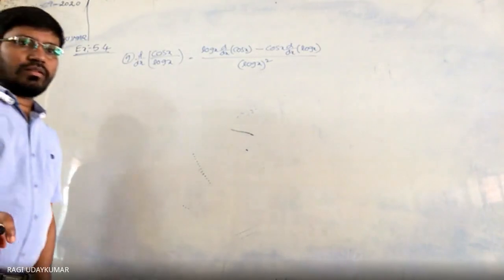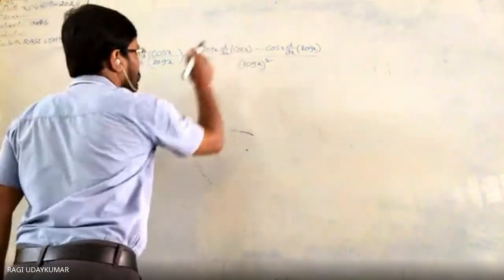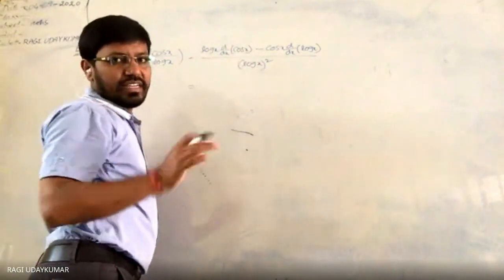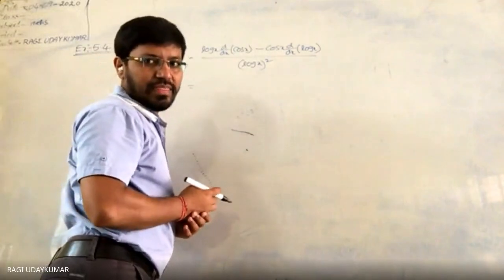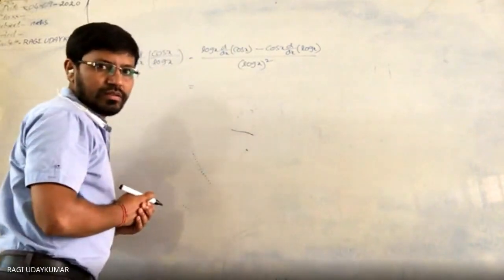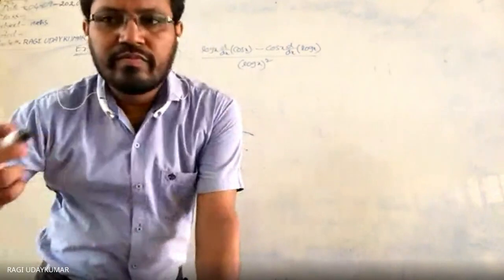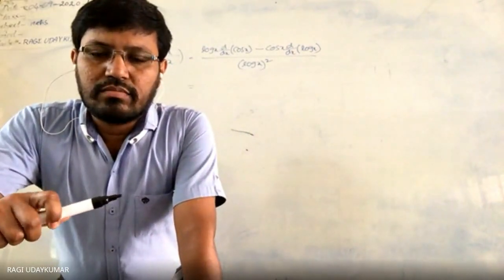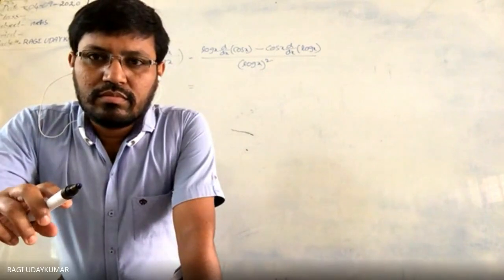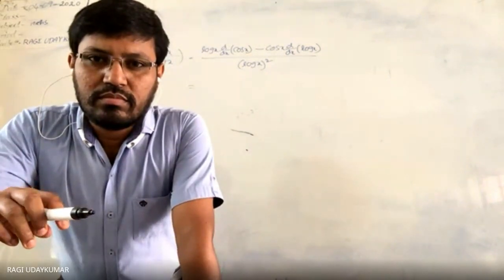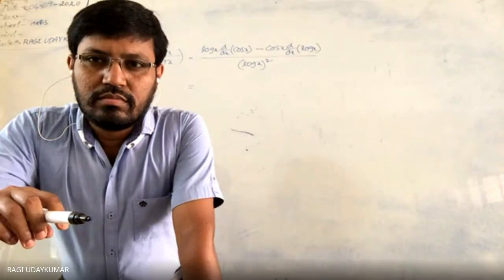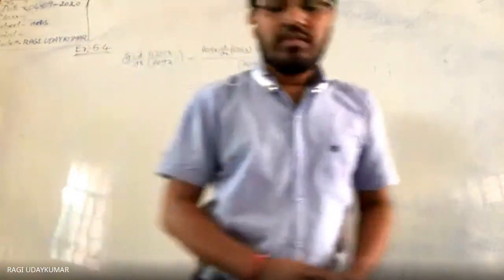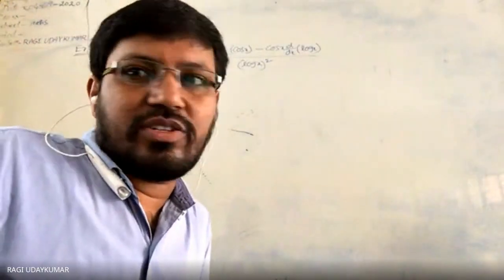Okay, so now what do you get here? The differentiation of cos x is minus sin x. Very good, very good.